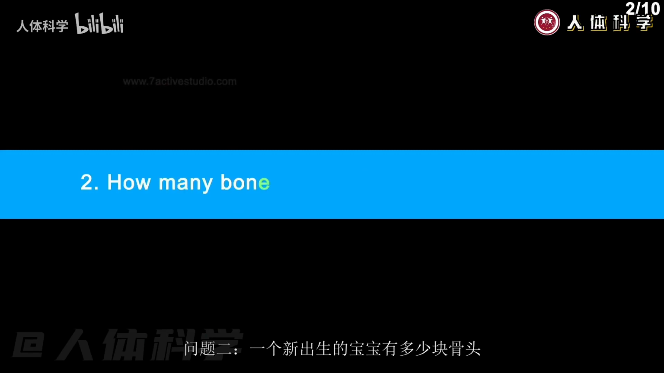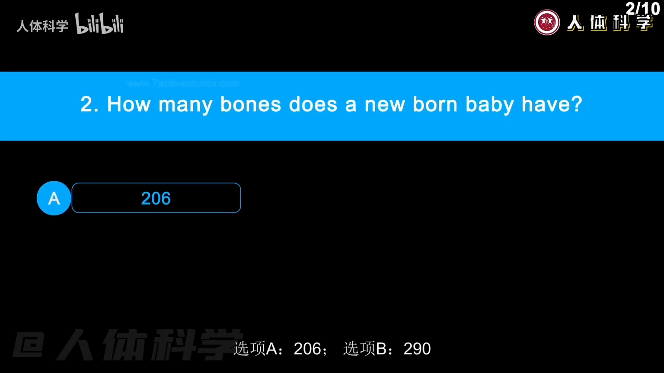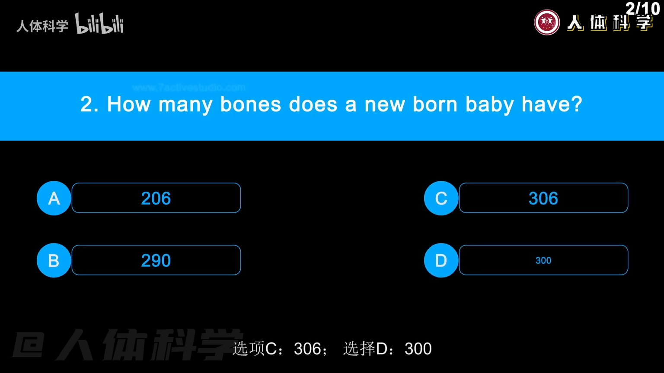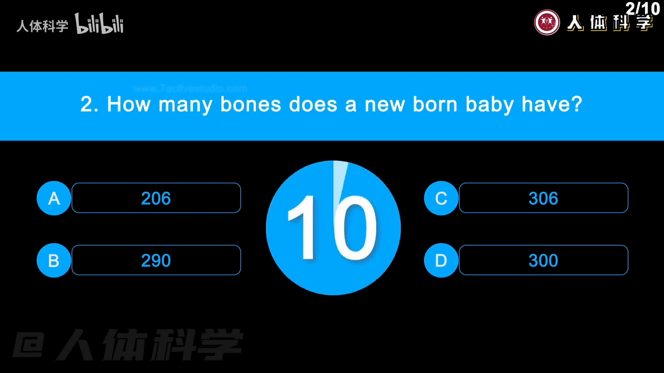Question 2. How many bones does a newborn baby have? Option A, 206. Option B, 290. Option C, 306. Option D, 300.